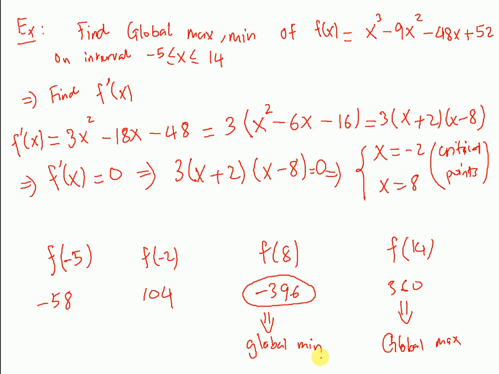So that's how you find the global max and global min of a function. First, find the first derivative, set that equal to 0, find the critical points, and then plug in those critical points and also the endpoints into your original function and compare the values. Okay, let's try another function.